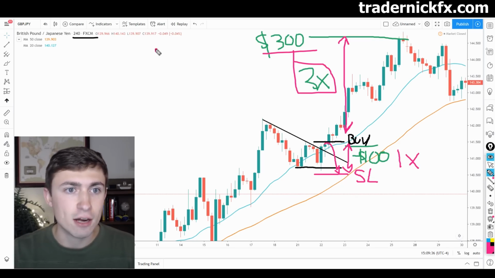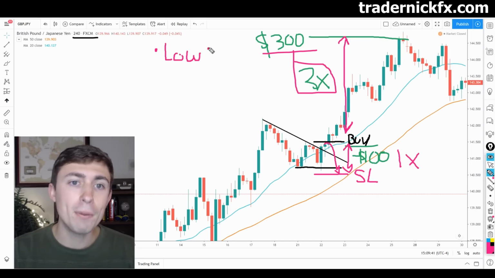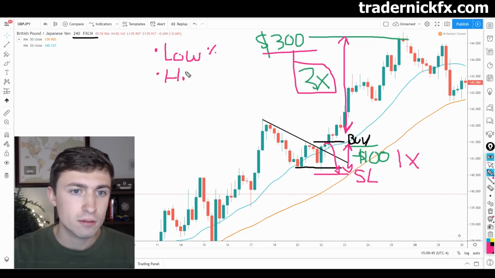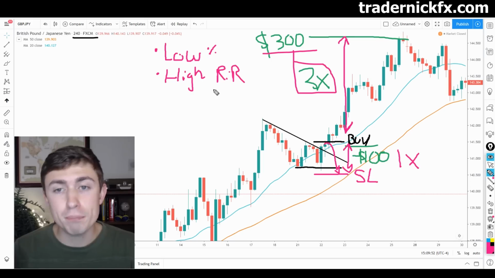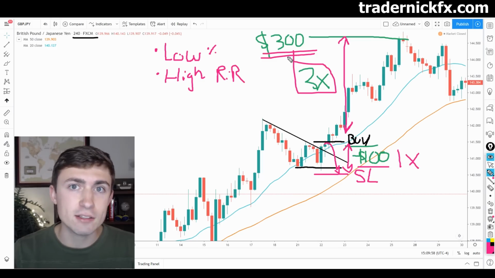Let's actually write this out. So we have a low win percentage, but we have a high reward to risk, right? Meaning that our winners are going to be much bigger than our losers. In this case, a $300 win relative to a $100 loss, that's a pretty decently sized winner.